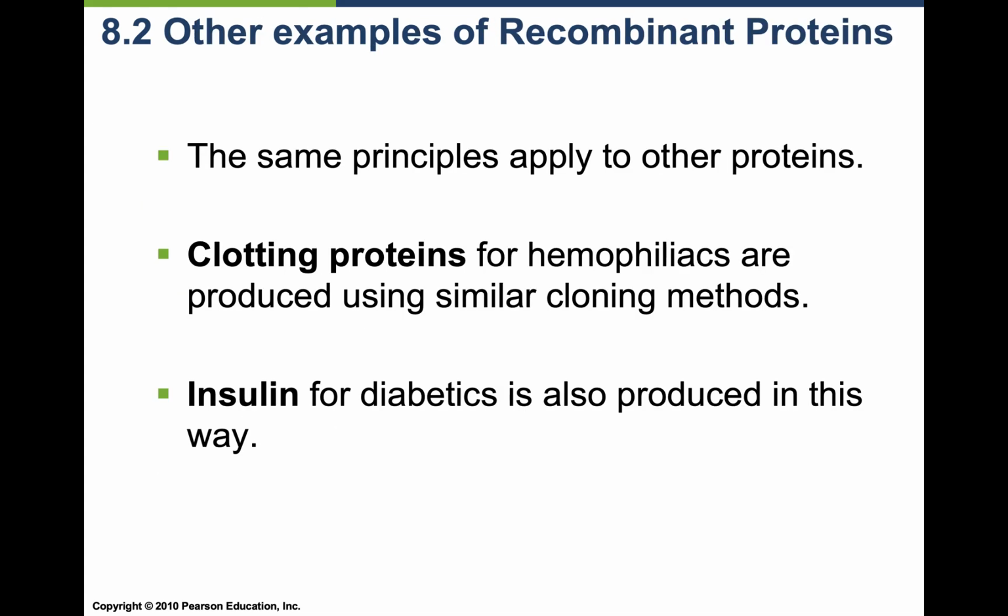So some other examples of recombinant proteins. The exact same principles apply here. They're made through bacterial generation of these genes, but clotting proteins for hemophiliacs are produced using similar cloning methods to what we just went through. Also insulin for diabetics. Some of you in the class are almost certainly diabetic. Some of your insulin is probably made in a very similar way.